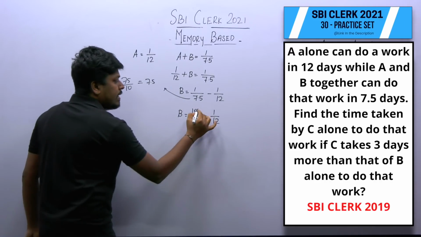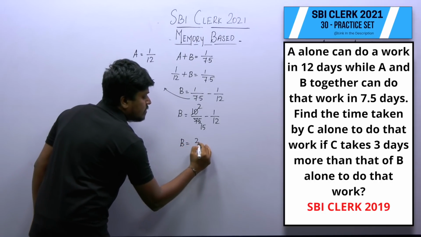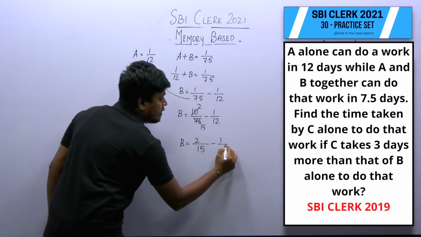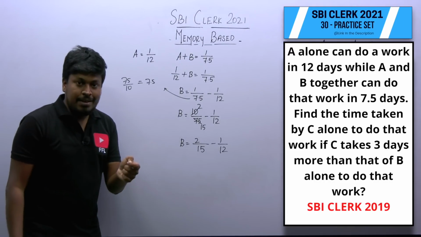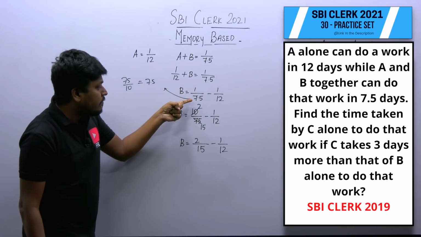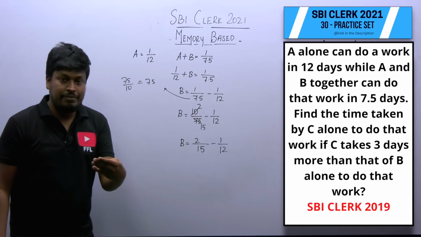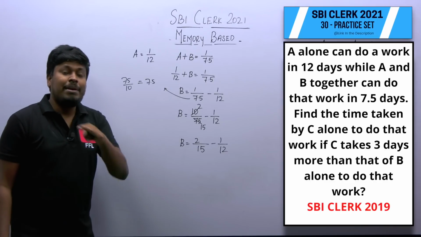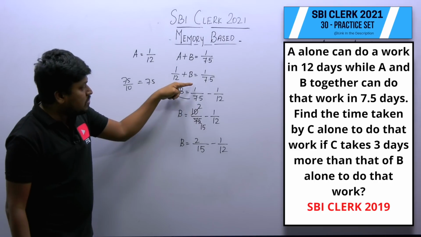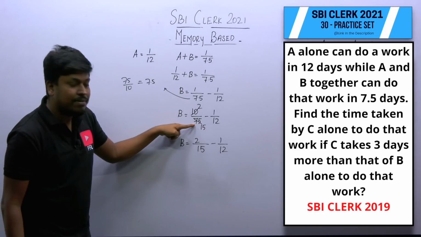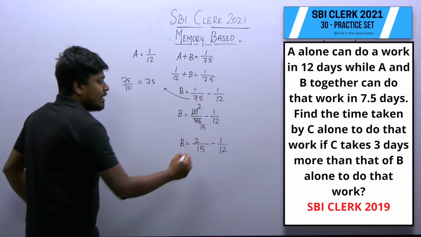Now cancel it on the 5 table. So this will be 2 and this will be 15. So B is equal to 2 divided by 15 minus 1 divided by 12. Got it or not? In case you are brilliant, you can directly find the LCM for 7.5 and 12. It is your wish. In case you are finding it difficult, remove the fraction by multiplying by 10. 75 by 10 will be 7.5, so 10 goes to the numerator, so 10 divided by 75. Cancel it on the 5 table, 2 divided by 15. So now find the LCM, that is easy.